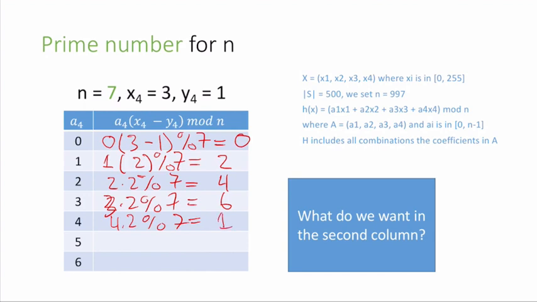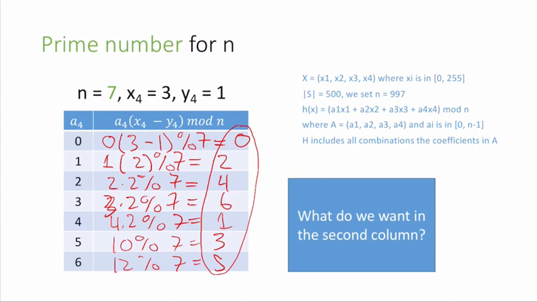We had 0, 2, 4, 6. Next is 10 mod 7, which is 3. And then finally 12 mod 7, which is 5. So all of these numbers did not collide. And that's all the possible values we have for A4 when n is 7. If n was 19 or any other prime, we'd end up with something similar.